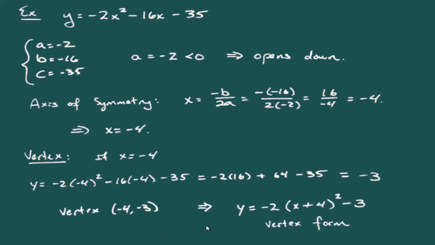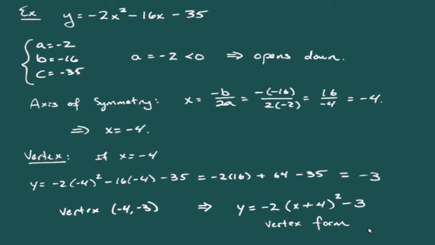This is all we really need for the vertex form. We know what a is, we know what h is, we know what k is, and so our vertex form looks like y is equal to negative 2 times the quantity x plus 4 squared minus 3. So why did it switch? In our vertex form, it's supposed to be x minus h. So we would really have x minus a negative 4, but x minus a negative 4 is x plus 4. And so that's why our vertex form is y equal to negative 2 times the quantity x plus 4 squared minus 3.